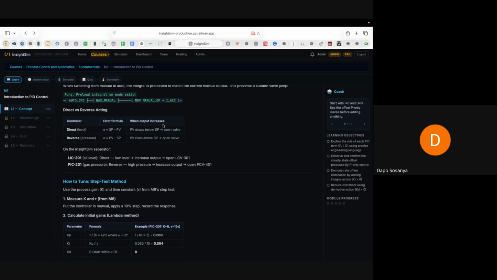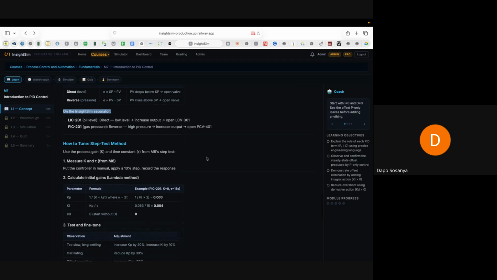So when output increases for direct acting, PV drops below SP, valve open. For here, PV rises above SP, and then valve opens also. So you can see the concept, right? So, okay, this is illustrated on the separator case study, the separator process.